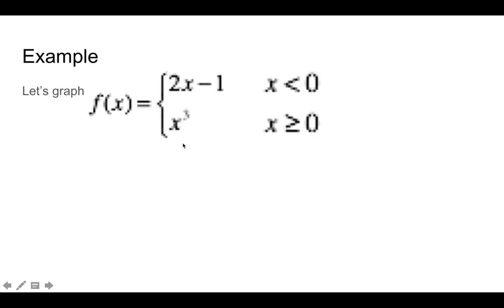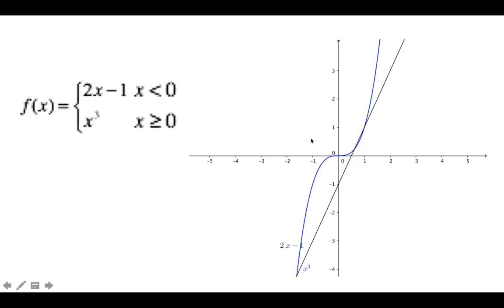Okay, more complicated example. We've got f of x is this line, 2x minus 1, on this region, x is less than 0. And y equals x cubed for x is greater than or equal to 0. Okay, so I've graphed both. Here's the line in black here, y equals 2x minus 1. And the blue, y equals x cubed.